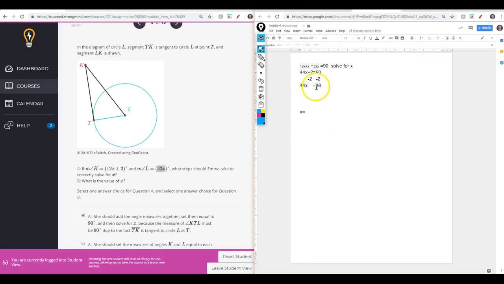So now we have 44x equals 88. 44 is multiplying the x. So we're going to do the inverse operation, just like we did here. We were adding, so we did the inverse operation of subtraction. Well, we're multiplying, so the inverse operation is division, so we're going to divide by 44, and we do it on both sides of the equal sign. So 44x divided by 44 leaves us with 1x, because 44 divided by 44 is 1. That's going to equal 88 divided by 44. That reduces down to 2.